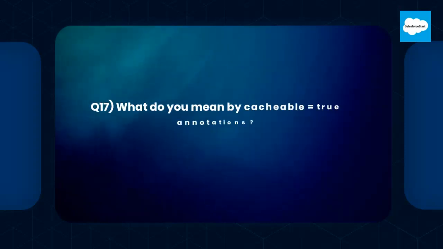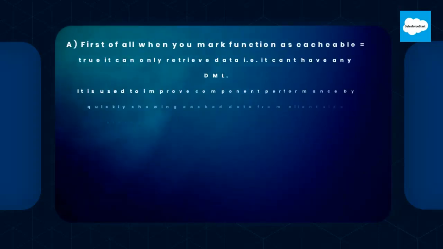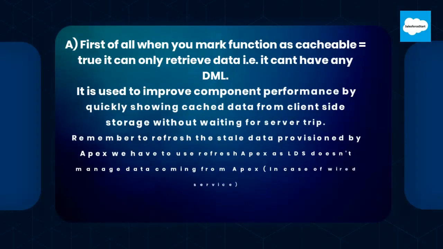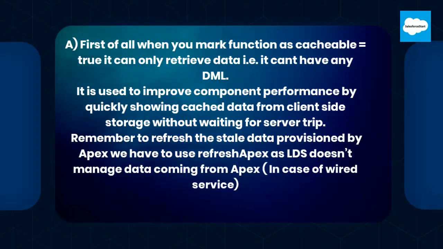Question number 17. What do you mean by cacheable=true annotations? Answer: first of all, when you mark a function as cacheable=true, it can only retrieve data, i.e. it can't have any DML. It is used to improve component performance by quickly showing cached data from client-side storage without waiting for a server trip. Remember to refresh the stale data provisioned by Apex. We have to use refreshApex as LDS doesn't manage data coming from Apex, in case of wired service.